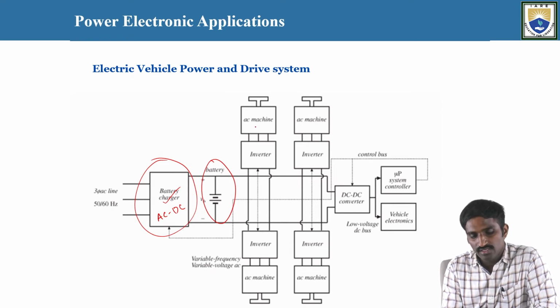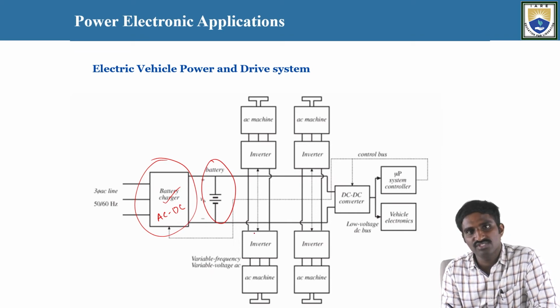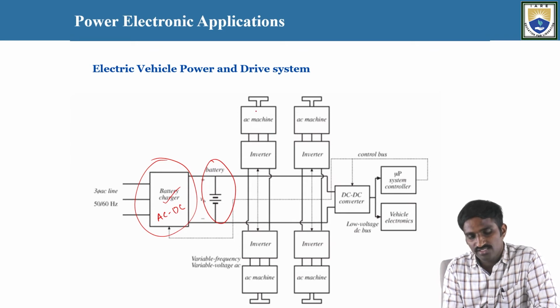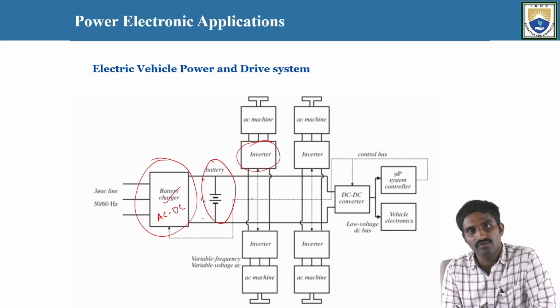Then if we use AC machines, because for the wheels we connect the AC machine, the AC machine needs AC supply, but here the battery output is DC supply. In this way we need the inverter, not just to convert DC to AC, but also to control the speed. How can we control the speed of the vehicle? By controlling the speed of the motor only, because the vehicle wheel is connected directly to the motor shaft.